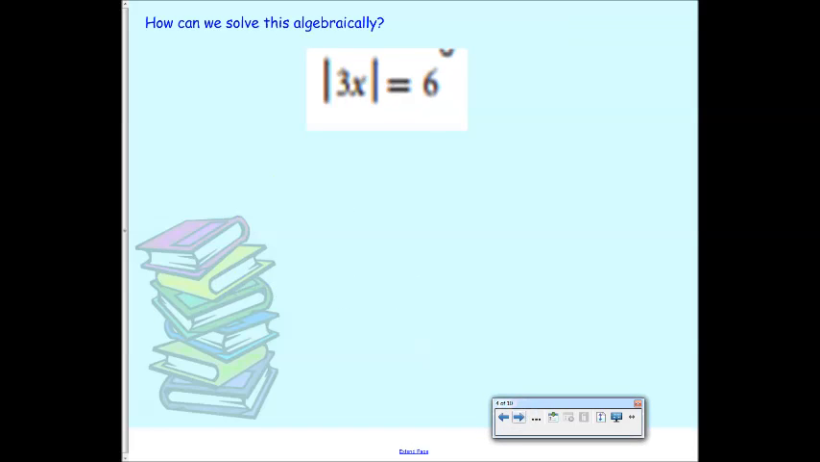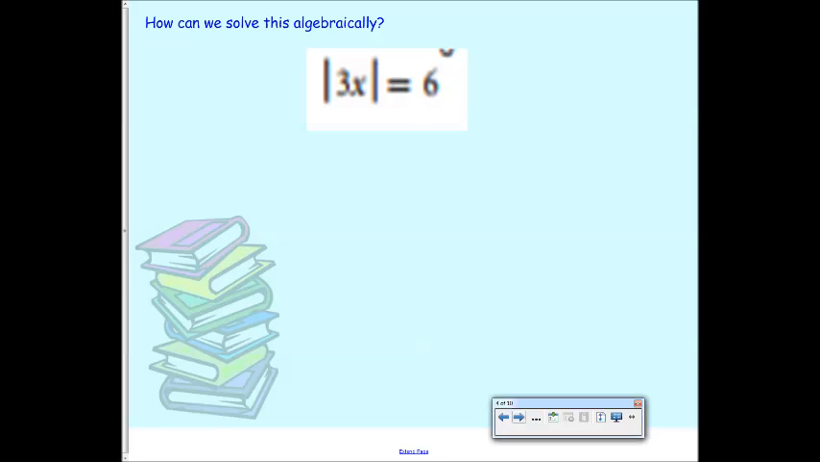How could we do that algebraically though? If I don't want to just guess and check my way there, because again, we've talked about this before. A lot of things can be done mentally, but as you start to get more and more complicated, it's difficult to keep track of things mentally. So we like to have an algebraic way that we can solve them so we can keep track of everything that we're doing. So how can we solve this algebraically?